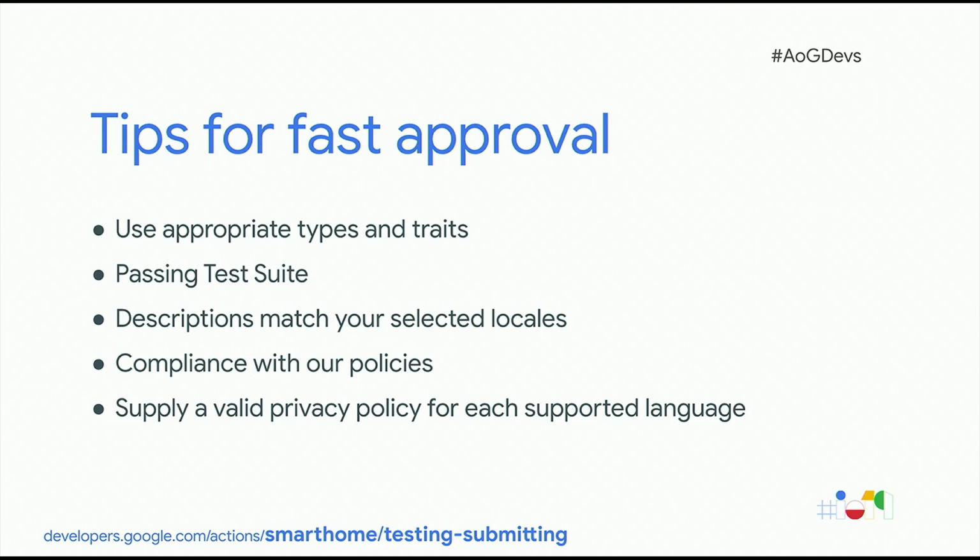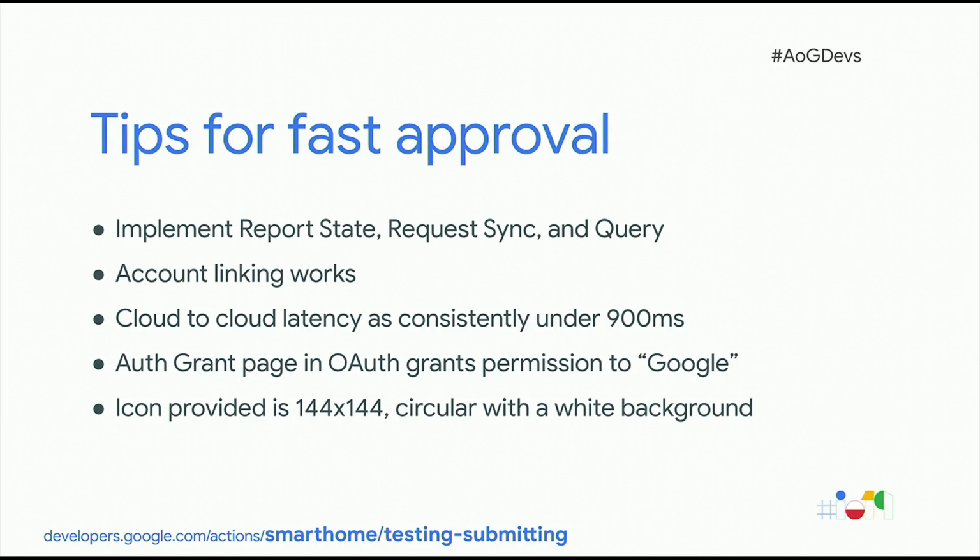The next is making sure that you're in compliance with all of our policies for AOG. And then you'll want to make sure that you supply a valid privacy policy for each supported language. So again, you've submitted a Japanese description, you're going to submit a privacy policy that's written in Japanese. The next thing is to make sure that you've implemented all of our APIs, including report state, request sync, and query. These are really critical, and in fact, the test suite won't work well if you don't implement these things. It won't work at all if you don't implement report state.